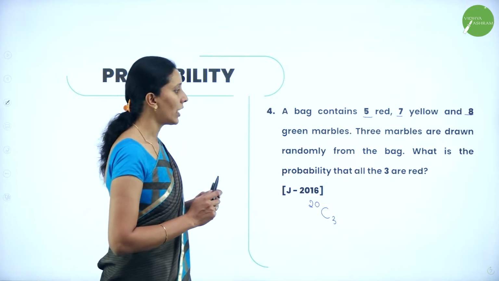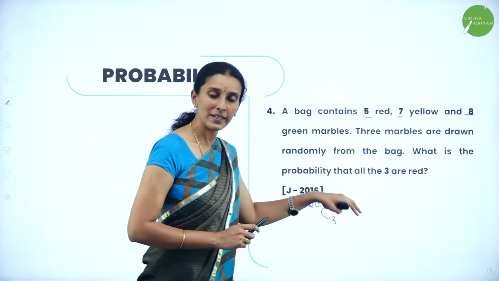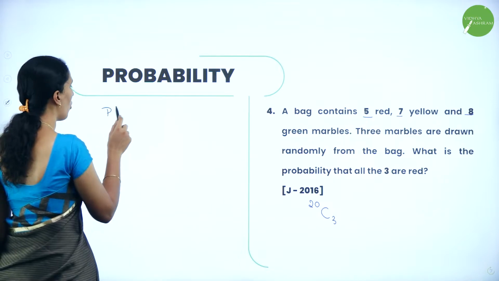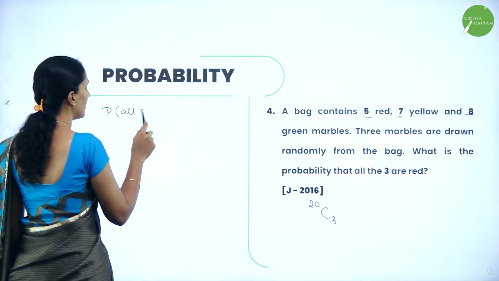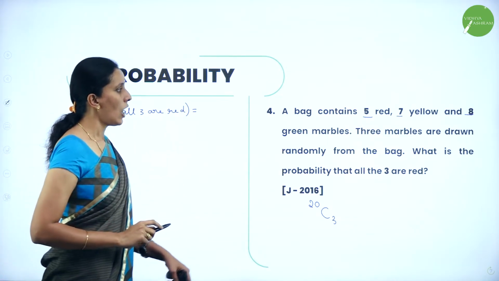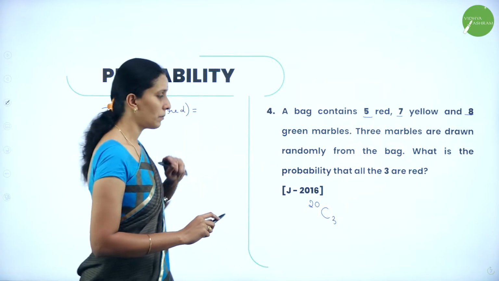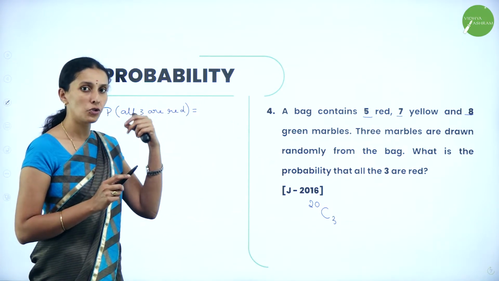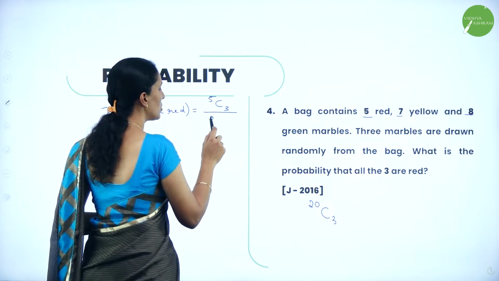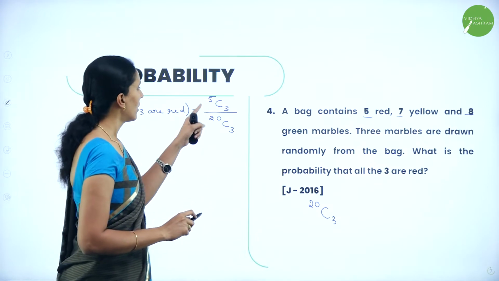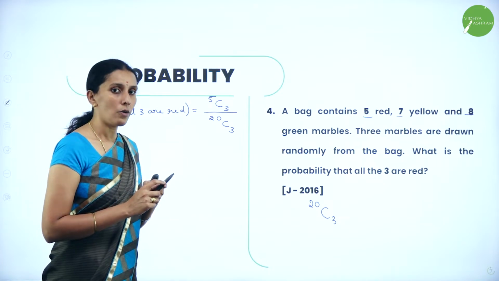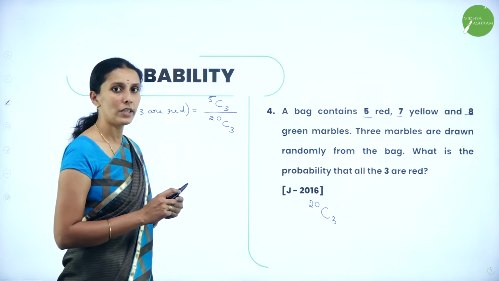From the 20 marbles we need to choose any 3 marbles. And they have given the condition that all 3 marbles must be red. Then how will we write the probability? So that is the probability of all 3 being red. So how many red balls do we have? We have 5 red balls. If all the 3 must be chosen as red balls, then it is 5C3 divided by 20C3. That is the number of outcomes in the event divided by the total number of outcomes.